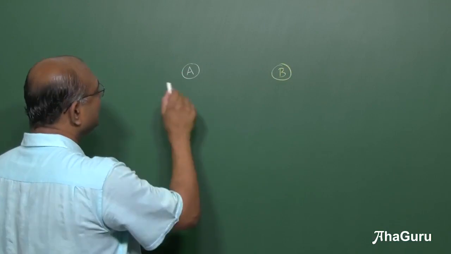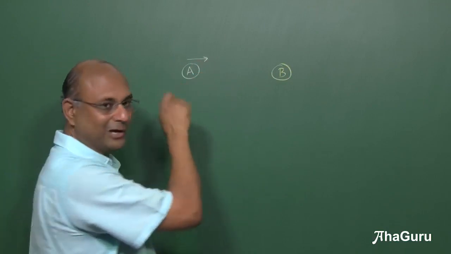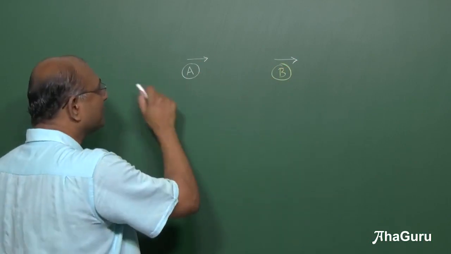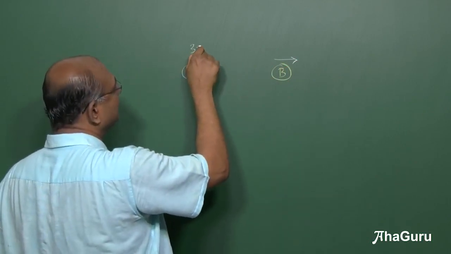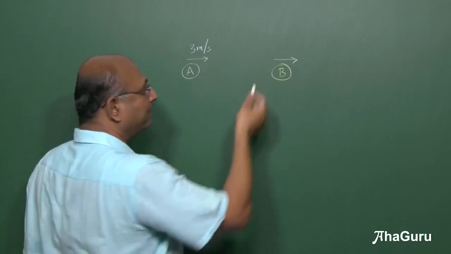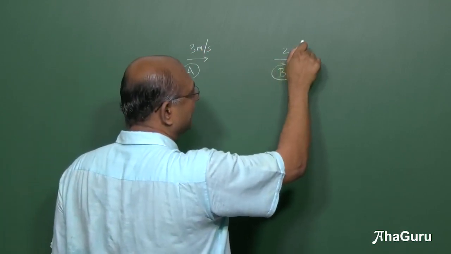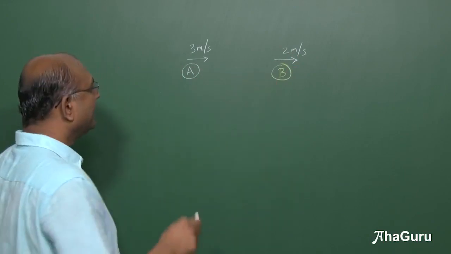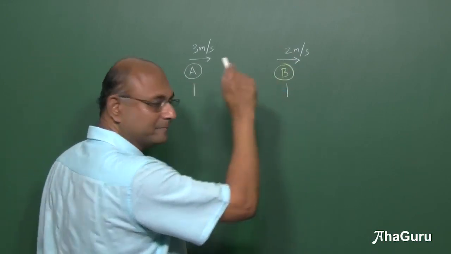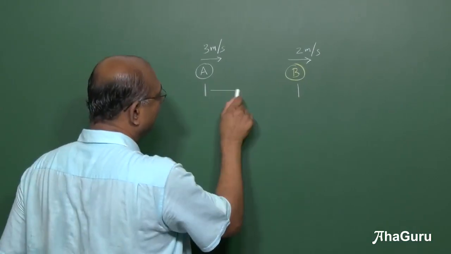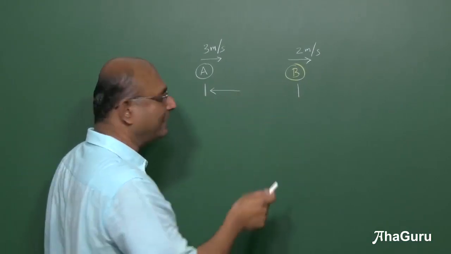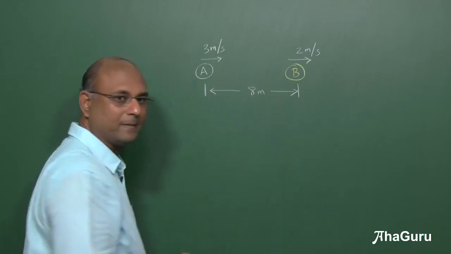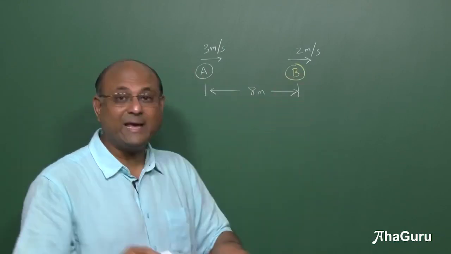Now let us say that A was moving with some velocity and B was moving with some other velocity. So A was moving with, let us say, 3 meters per second and B was moving with 2 meters per second. And right now let's not worry about the acceleration. If the distance between them in the beginning was, let us say, 8 meters, the question is, when will A catch up with B?